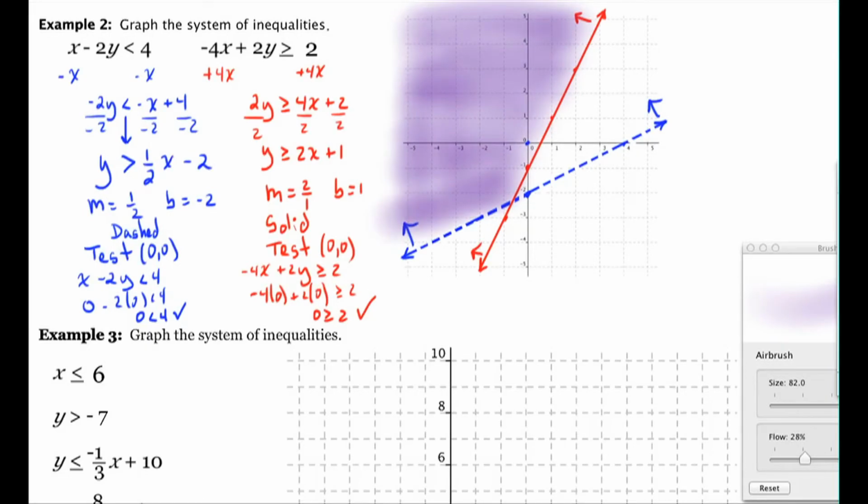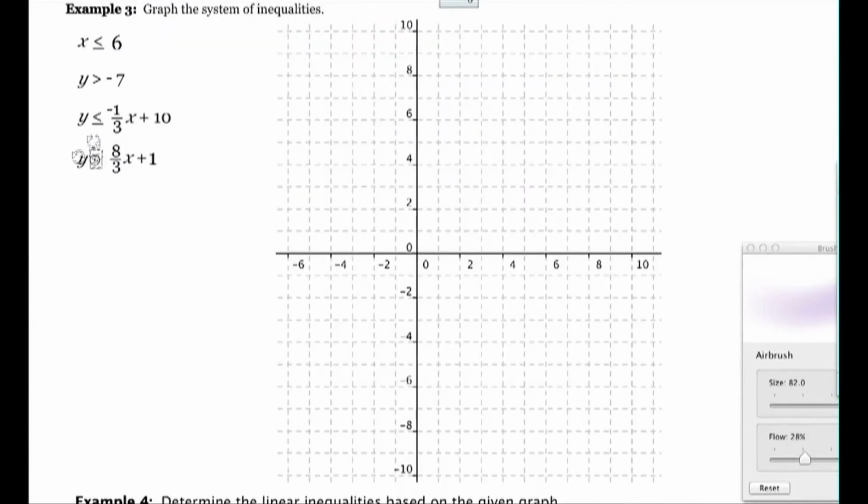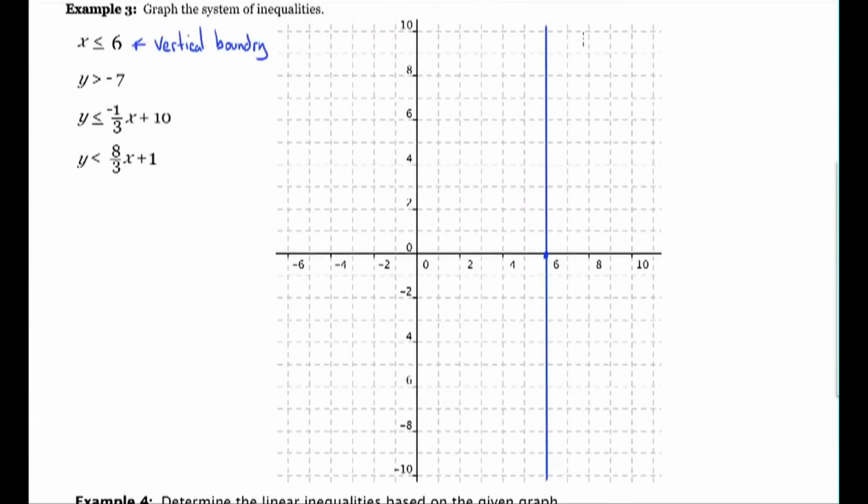Example 3, graph the system of inequalities. This time we have 4 inequalities. The first one's going to be a horizontal boundary, an x equals 6 equation is going to be a vertical line. The second one's going to be horizontal, y is greater than -7. I've indicated with arrows the areas that we will shade.